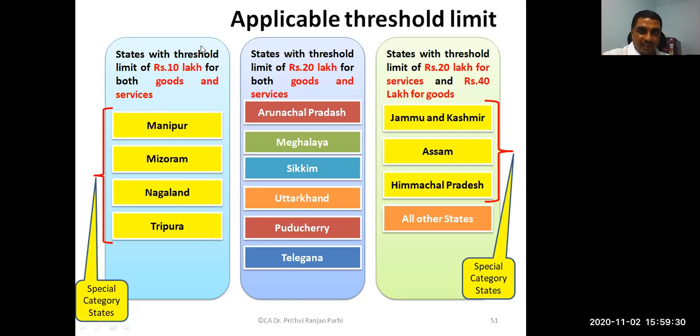Okay, so I expect this particular chart is very important for you. I expect all of you should remember this chart. You may take a snapshot and try to remember it because we'll be discussing some questions right now based on this particular slide. Just have a look. I'm giving you maybe 30 seconds to watch this slide. Then we'll be discussing some specific questions related to this. For the 4 special category states, 10 lakh. For 6 states, it is 20 lakh. And for other states, it's 20 lakh for services, 40 lakh for goods.